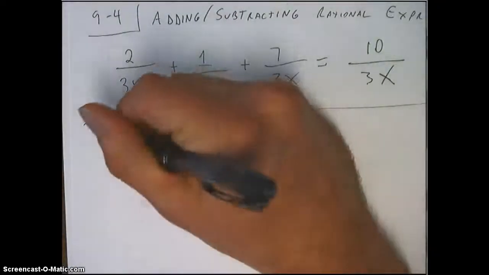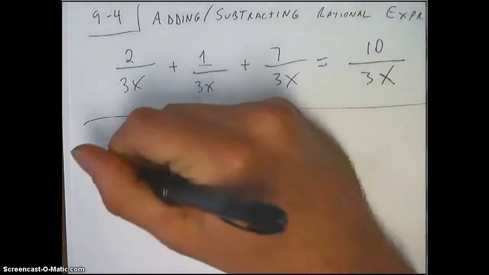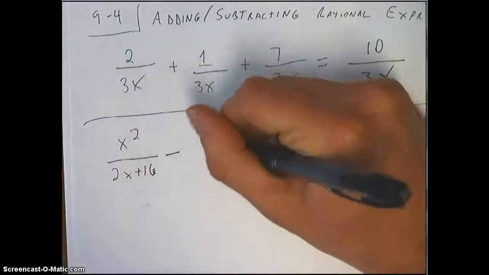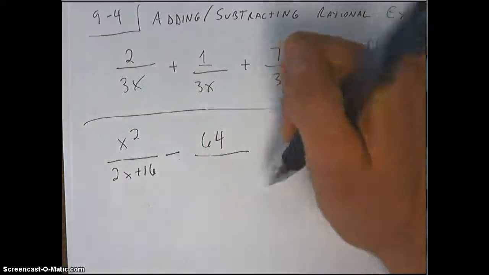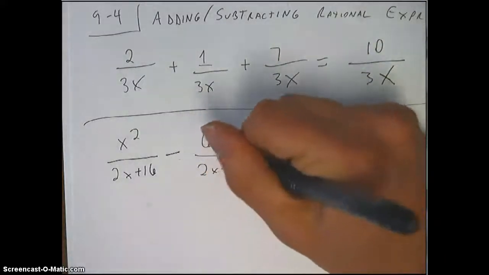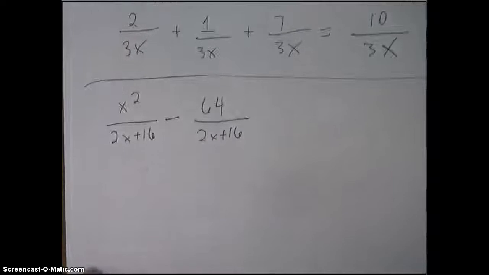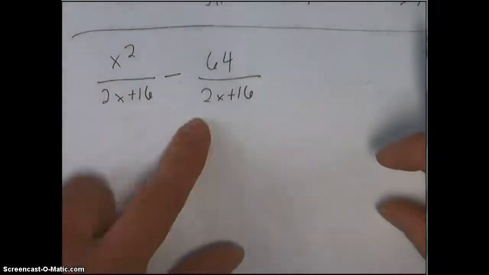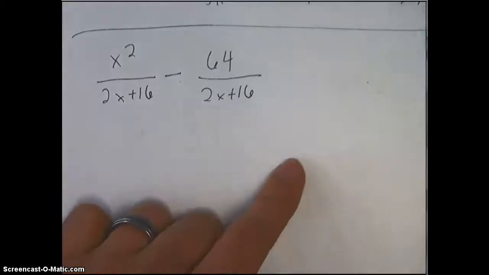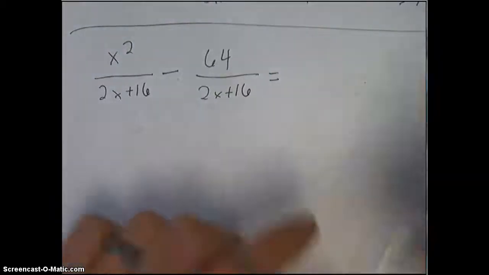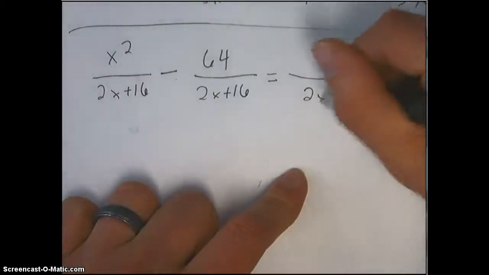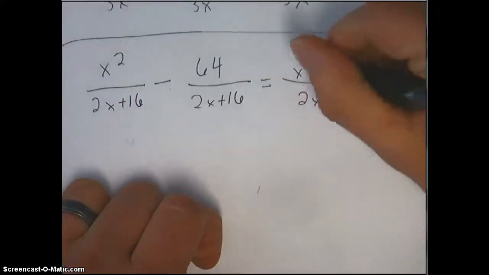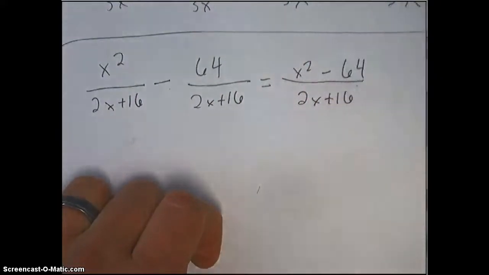So what if you have x squared over 2x plus 16 minus 64 over 2x plus 16. The first thing you need to do is make sure you've got a common denominator, and these both have a denominator of 2x plus 16. So when I subtract these, the denominator will be 2x plus 16, and I need to subtract the top. So that's x squared minus 64.